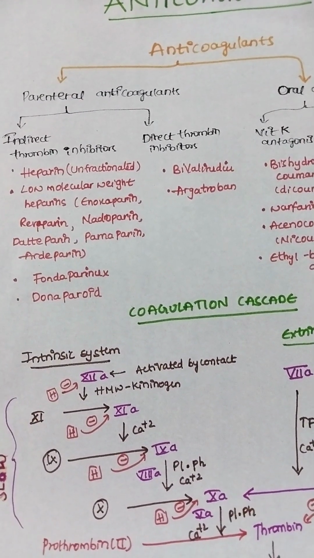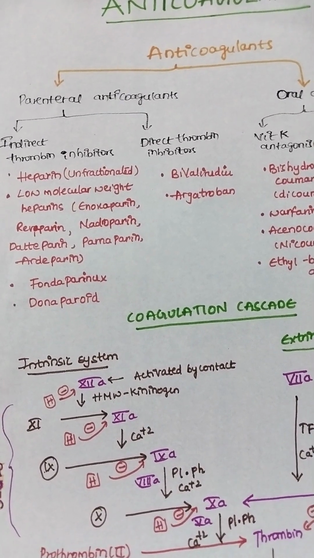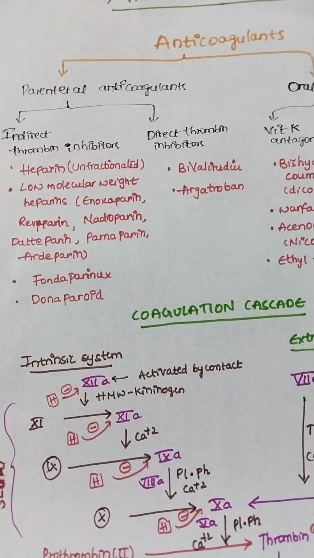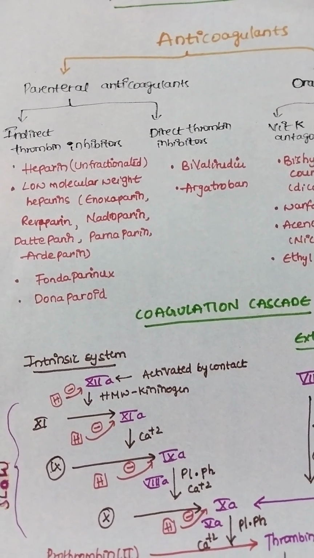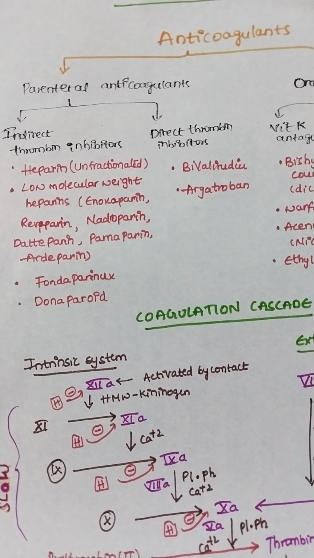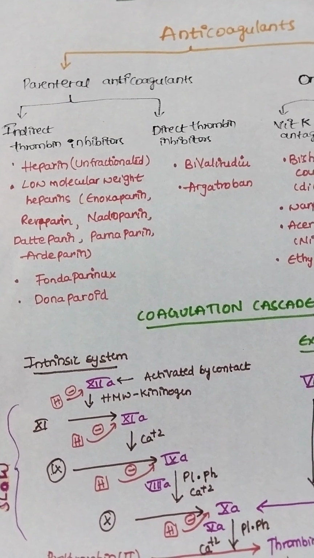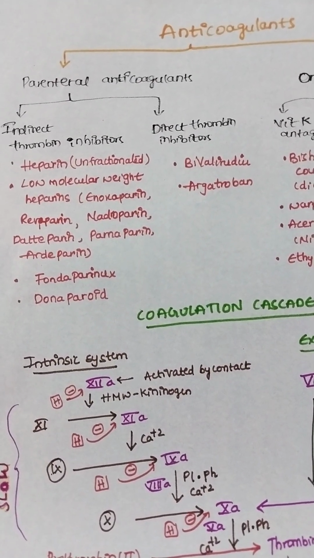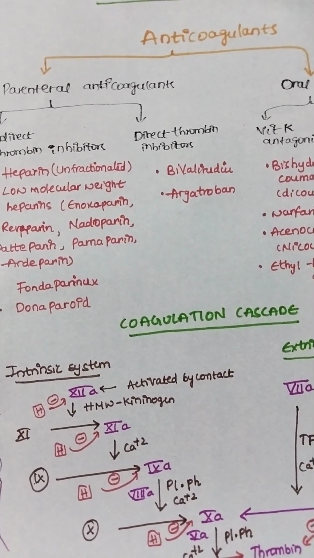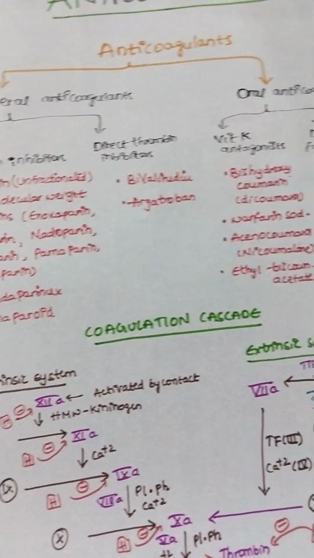In parenteral anticoagulants there are indirect thrombin inhibitors and direct thrombin inhibitors. Indirect thrombin inhibitors are heparin, unfractionated heparin and low molecular weight heparins. Low molecular weight heparins are again enoxaparin, reviparin, nadroparin, dalteparin, parnaparin, ardeparin, fondaparinux and danaparoid. And direct thrombin inhibitors are bivalirudin and argatroban.